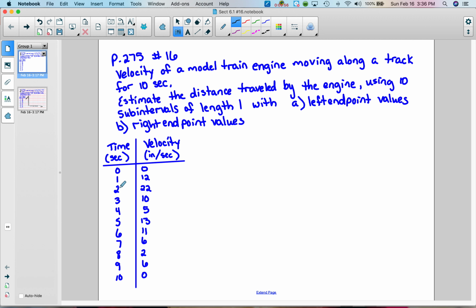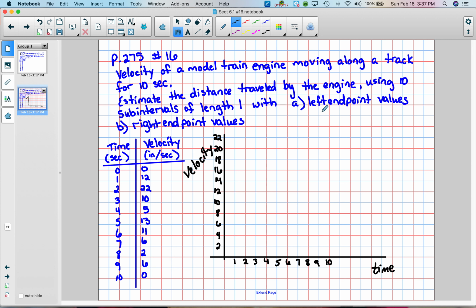At time equals 2 seconds, another second later, it's now going at 22 inches per second. Then it slows down to only 10 inches per second. So this is telling us the velocity. What I would recommend doing to get an idea of what's happening, remember that the distance traveled is the area under the curve. So I do a graph of that.